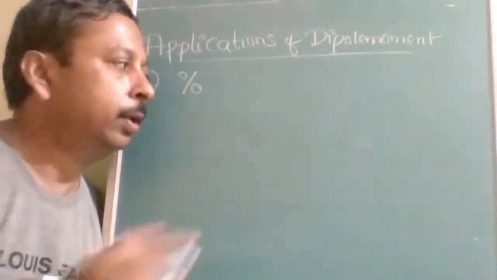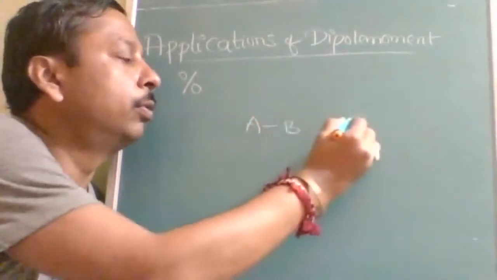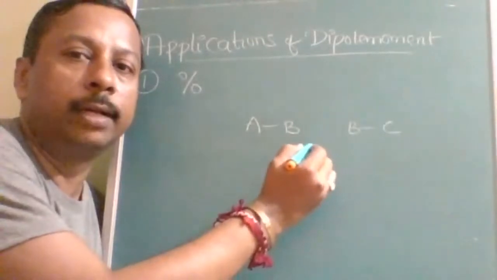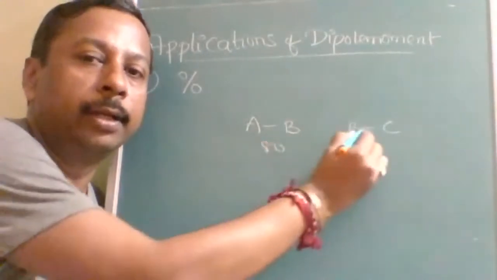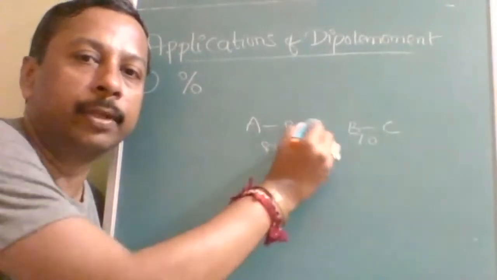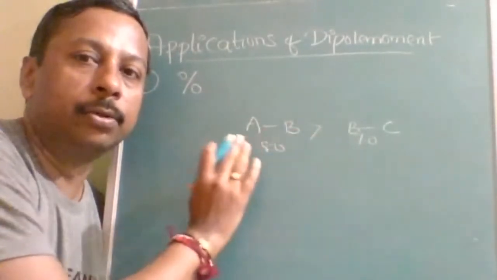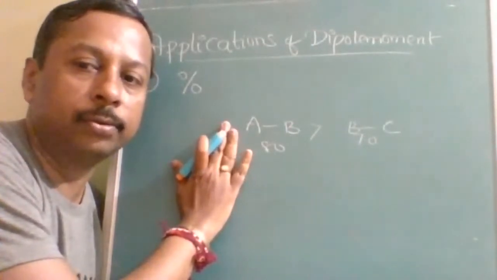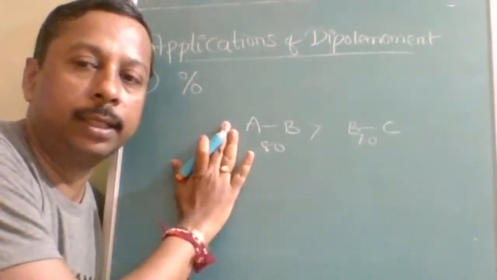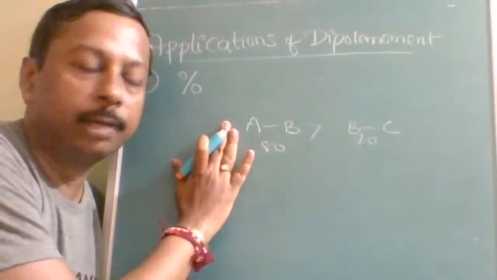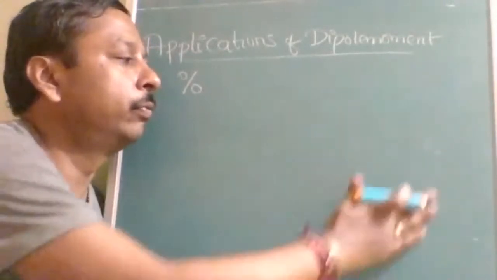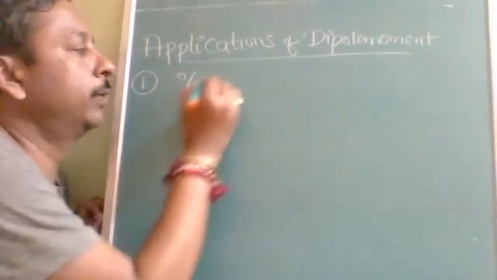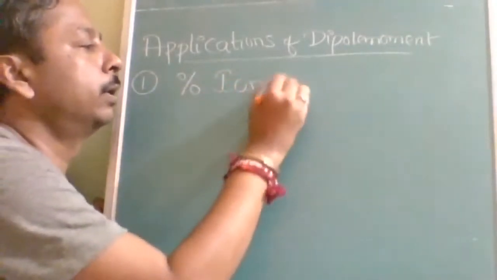Let us say AB is more ionic than BC. Now we can have the quantitative relationship: it is 80% ionic, it is 70% ionic, that's why this is more ionic. Understood? Like that, we can identify the percentage ionic character with values, not just comparison. There is a little difference between a value and a comparison. So that is the first use: percentage ionic character.